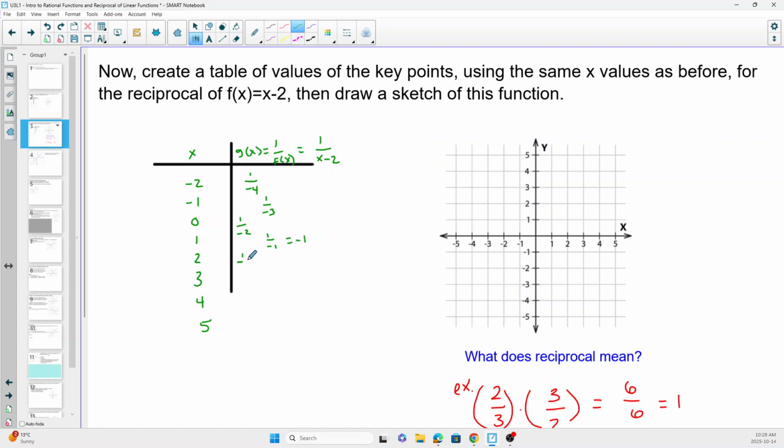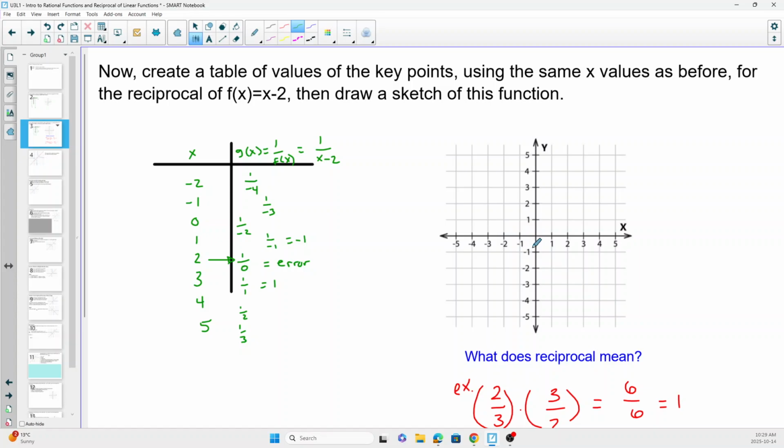This is going to be 1 over 0. We can never divide by 0. That gives us an error. We'll talk about what that means. That's happening when x is equal to 2. Then this is going to be 1 over 1, which is just 1. And then this is going to be 1 over 2, which is a half, and 1 over 3. So sorry, those are not lined up very well, but these are the values that we are dealing with as we are going up by 1 on our x-axis.